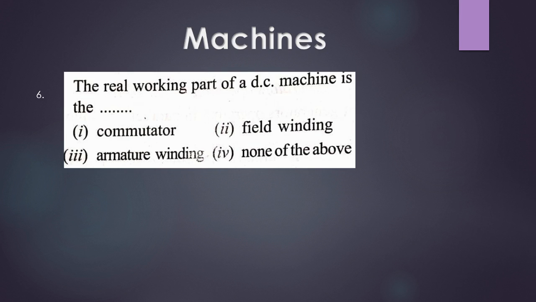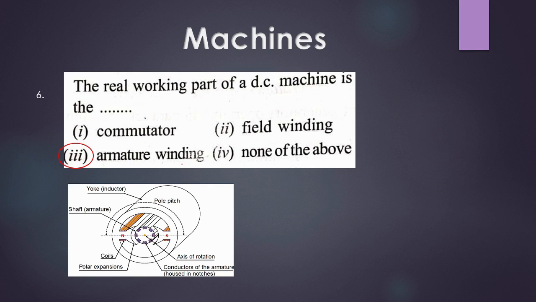Here the question is, the real working part of a DC machine is. Options are commutator, field winding, armature winding, none of the above. The answer is armature winding, because armature produces the power. Armature is responsible for the production of power in any machine, in any AC machine or DC machine. So the real working part of a DC machine is armature winding. Here you can see these are the armature windings, and these are the field windings.